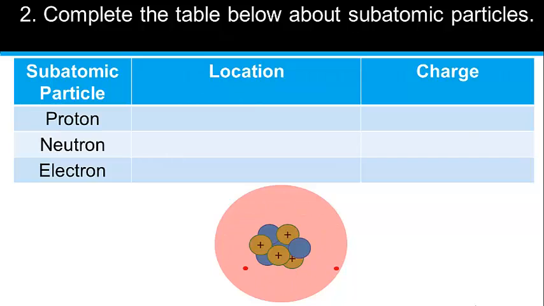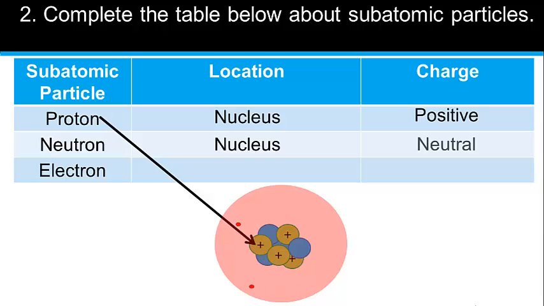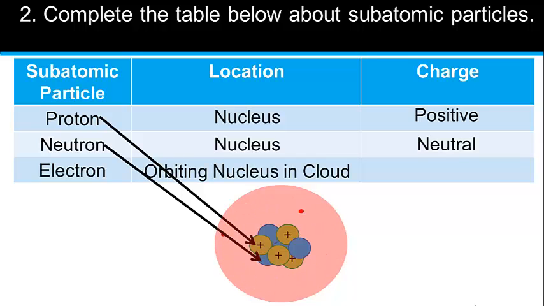Second one, complete the table below about the subatomic particles. So 3 subatomic particles: the proton, the neutron, and the electron. The proton is positive and the neutron is neutral. These are both located in the nucleus of the atom. So this is that dense, heavy core that the alpha particles were deflecting off of. Electrons are orbiting the nucleus in an electron cloud, and they have a negative charge. So in our picture, we've got a spherical orbital with 2 electrons flying around inside.